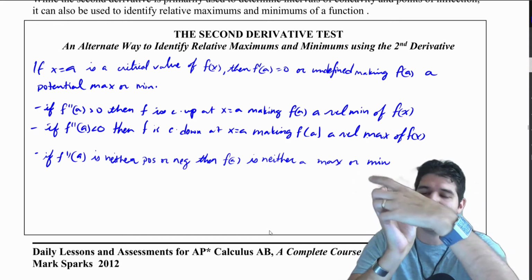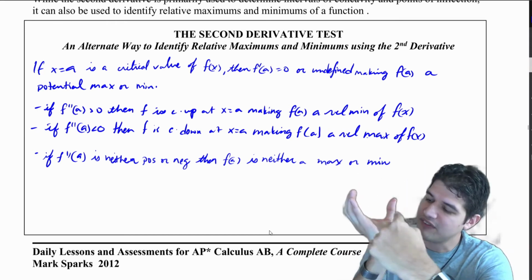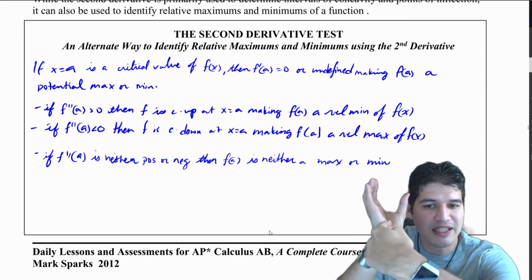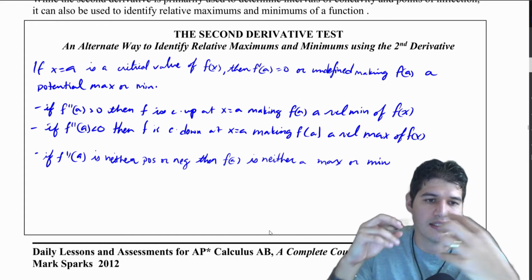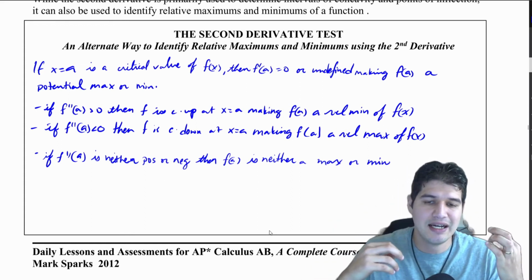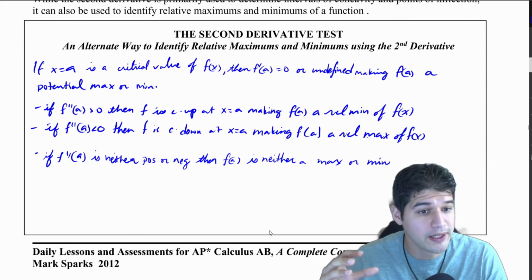And since it's concave up, we know that it has a minimum there, because it's at the bottom of that point. So we know we have a relative minimum of f of x. Now again, if x equals a and the first derivative is equal to 0 or undefined, then we know we have a critical point.